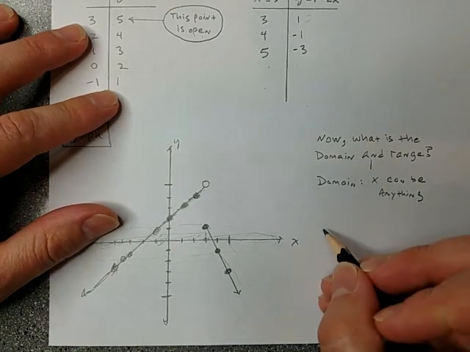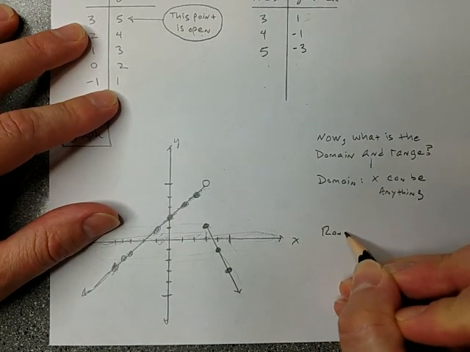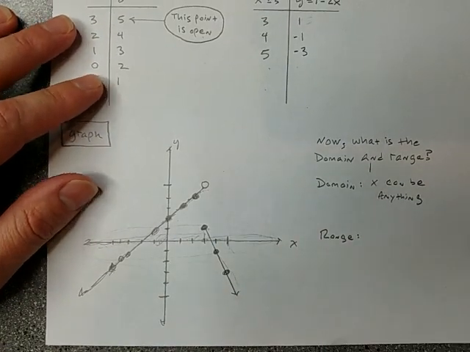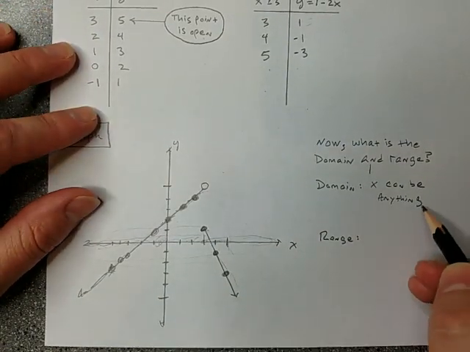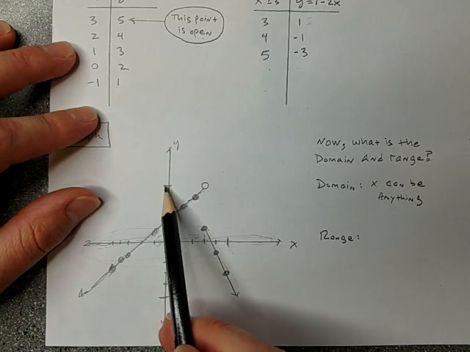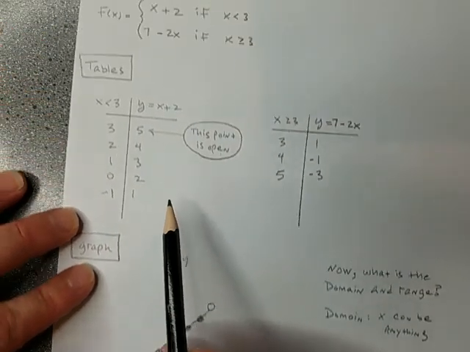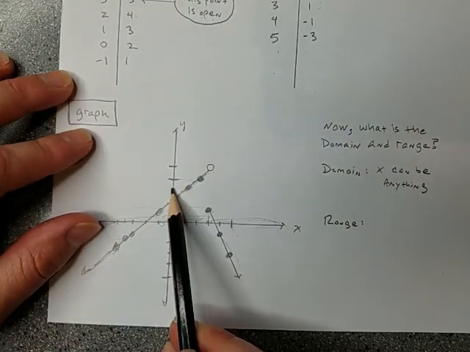All right, so what about the range then? The range is anything the y can be. Now this time there will be some restrictions. Can y be anything? Let's see, y can be 4. Okay. y can be 3.